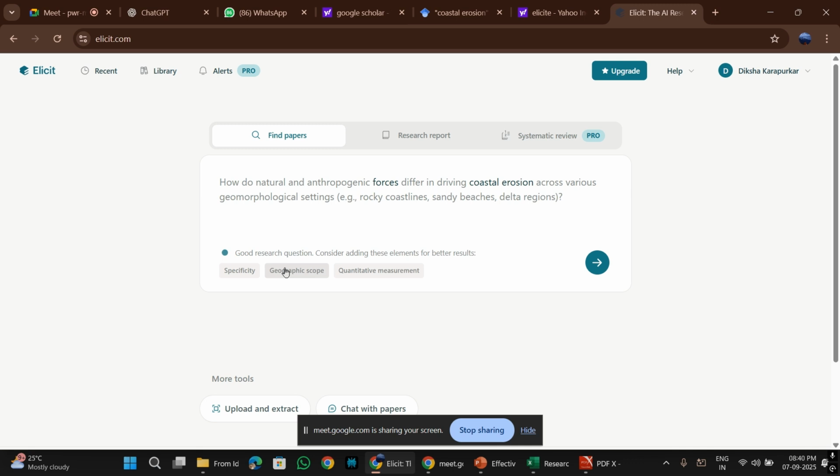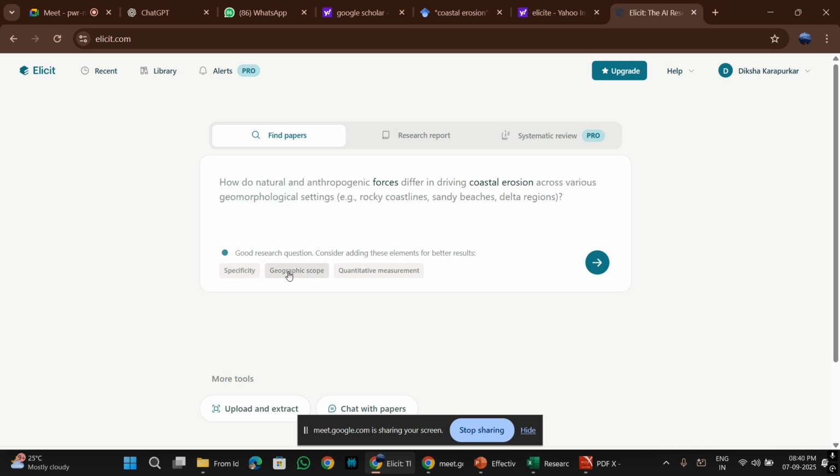across various geomorphological settings like rocky coastlines, sandy beaches, delta regions? And if I want to make it a quantitative assessment, to what extent can climate change induced factors be quantified as drivers of coastal erosion in vulnerable coastal regions? So if I want to remain with the question that I have asked, I can do that, but if you want to go ahead and make it more specific using these suggestions as well, you can do it.